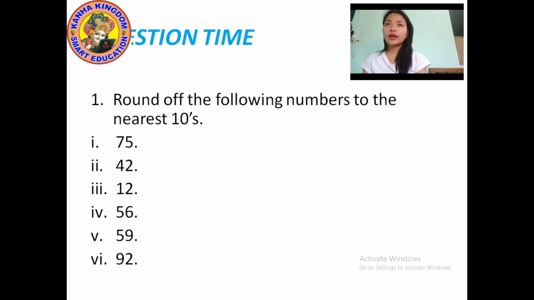Okay students, after learning about rounding off numbers to the nearest 10, now it is question time. I'll give you 2 minutes to copy these questions from the screen, so do it fast.